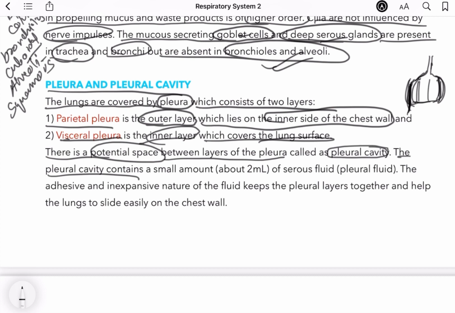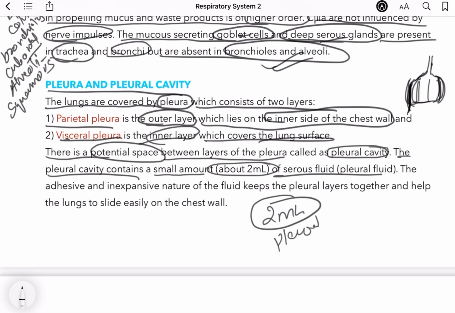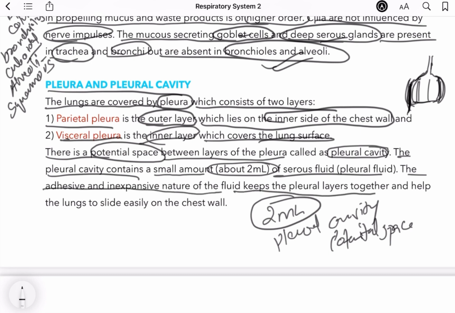The pleural cavity contains a small amount, about 2 milliliters, of serous fluid, that is pleural fluid, which protects the lungs from shock or in case of accident. This serous fluid is present in the pleural cavity, that is the potential space between parietal and visceral pleura. The adhesive and incompressible nature of the fluid keeps the pleural layers together and helps the lung slide easily on the chest wall. Inspiration and expiration are all due to this pleural fluid. It makes the mechanism easier.